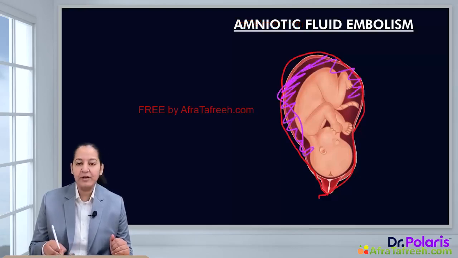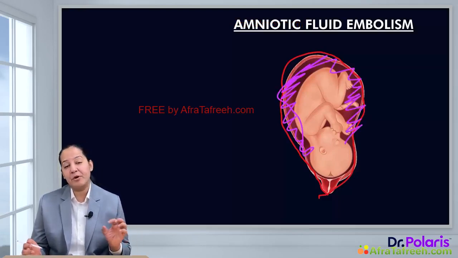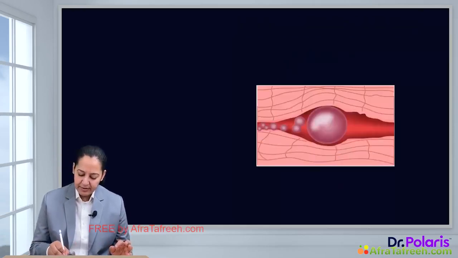How is this amniotic fluid coming in the blood? How is it coming in the artery and the vein, producing amniotic fluid embolism? So what is the pathogenesis? Here the amniotic fluid is coming in the blood.